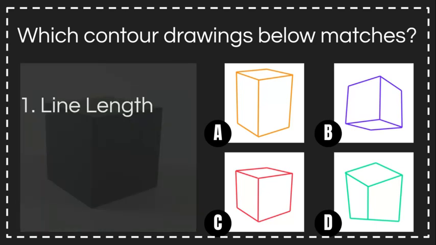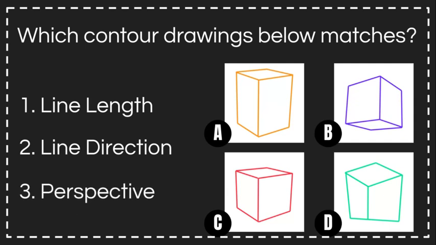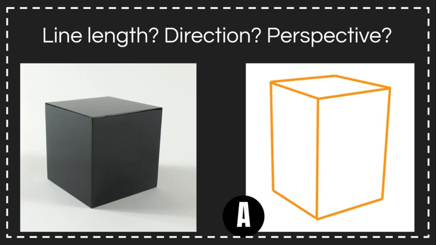So, we're going to be taking a look at the length of the lines in the drawings, the direction of the lines in our drawings, and also the perspective in which we see these lines in comparison with the original image, as you see here. If we take a look at this first one, letter A drawing, how is the line length? The direction, the perspective? Perspective is referring to how we view it, in case you need some clarification there.